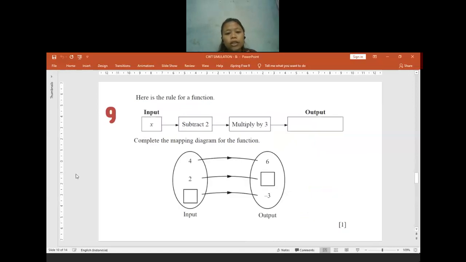For this question, anyone want to tell me what the input and output of this question are? For the 2 is 0. And then 1.